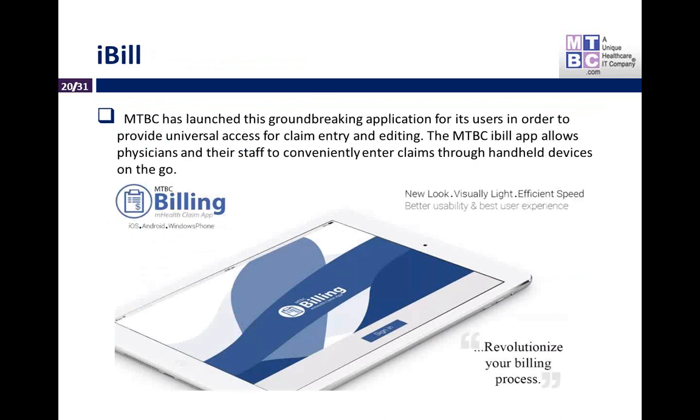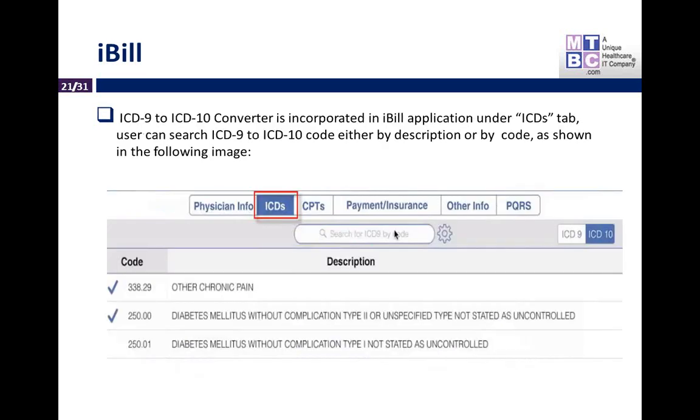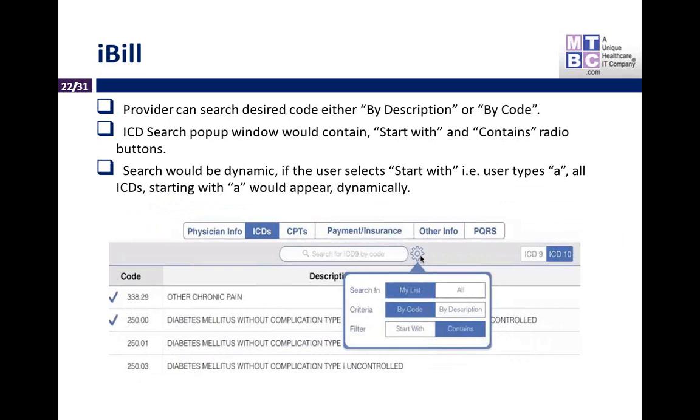And for those who just want to know more about ICD-10, you can download our iBill application, because it has the tool of ICD-9 to ICD-10 conversion. To gain more knowledge about it, the user can simply search for the ICD codes, type in the description, and it will give you the corresponding ICD-10 codes. So it's a good tool to get started with and to gain more knowledge about ICD-10.